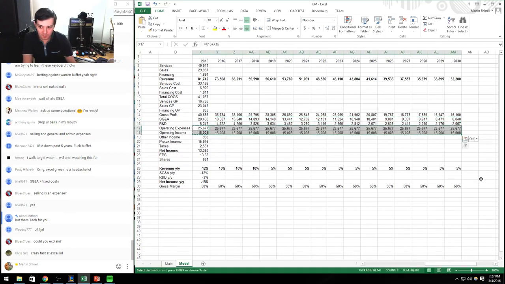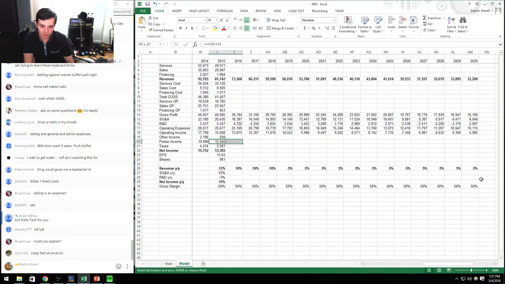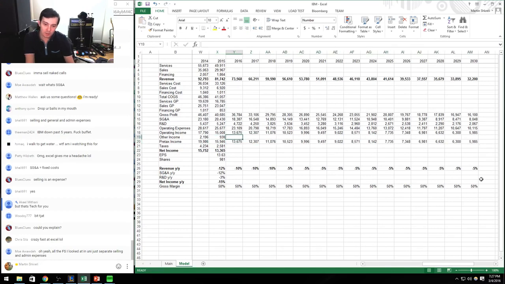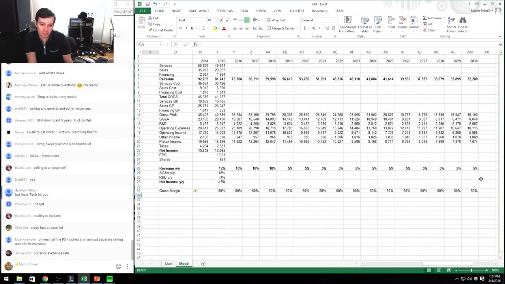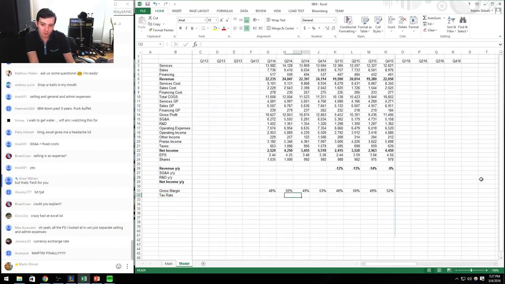Other income will grow because their cash should build up over time. We'll talk about how to treat that in a second. Taxes, well, we can tell what their tax rate is just by doing taxes divided by pre-tax income. Let's see how much taxes IBM pays.